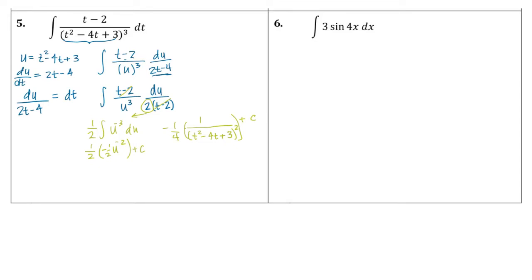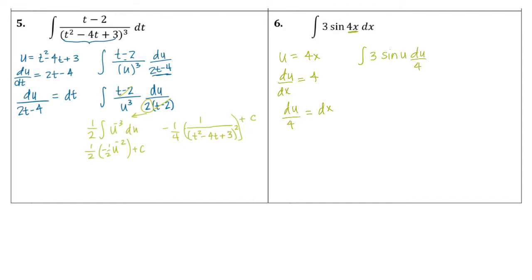All right, moving on to the next problem. Again, we do need to check to see if we do the derivative here, and most of the time with trig functions it is going to be that angle, and it looks like it would be here. We're going to let u be 4x, so du/dx is going to be 4, and solving for dx, we have dx equals du over 4. So we're going to integrate 3 sine u, and dx is going to be du over 4.